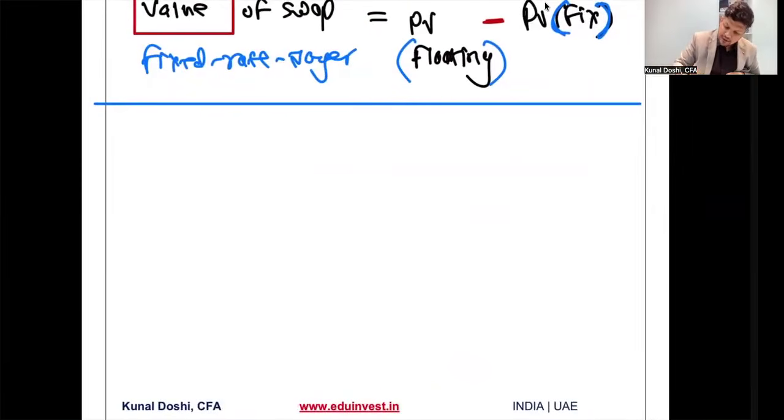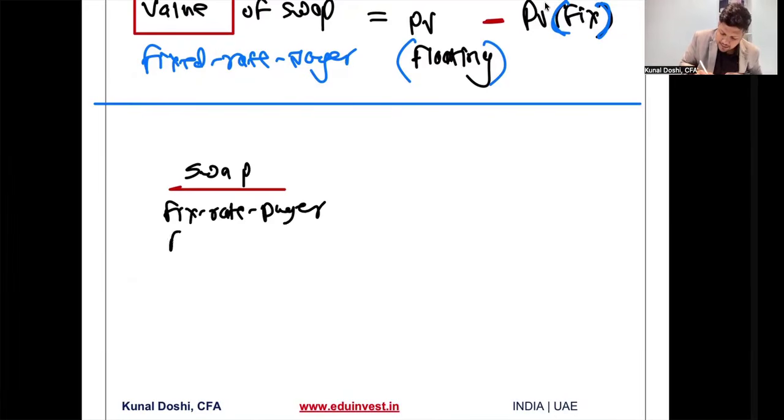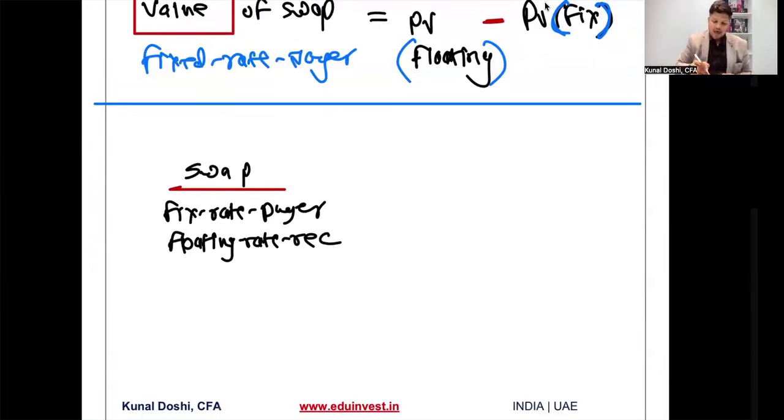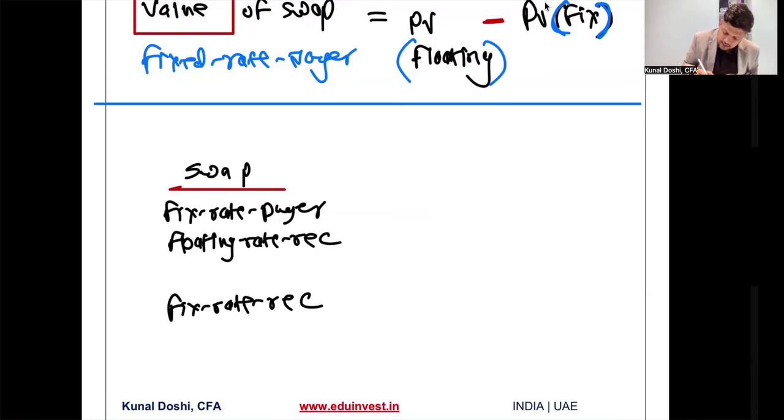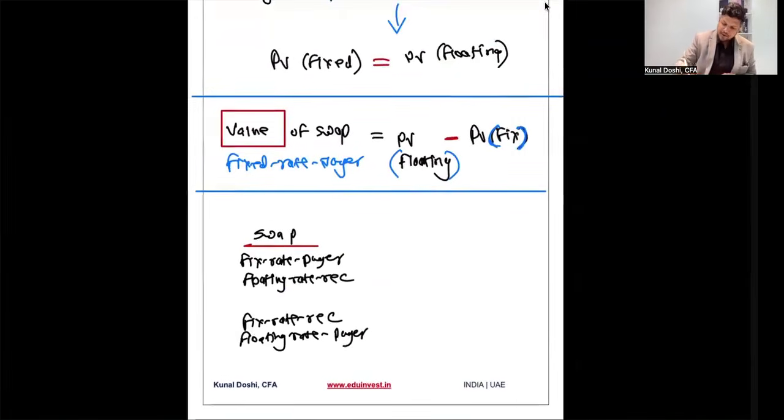So tell me one thing. In a swap, when I say fixed rate payer, can I also say simultaneously this guy is a floating rate receiver? Yes or no? And a fixed rate receiver is nothing but similar to a floating rate payer, because the opposite is the case, right? In a swap.